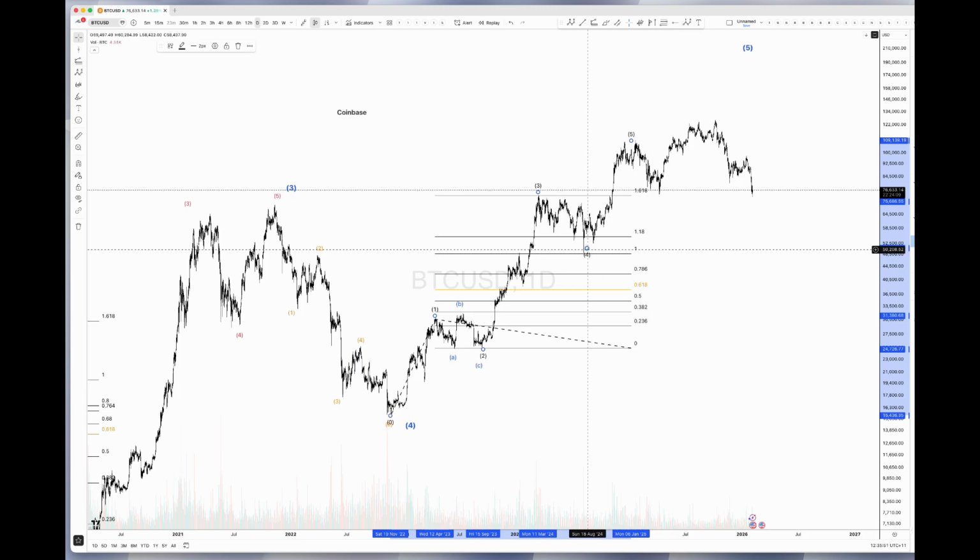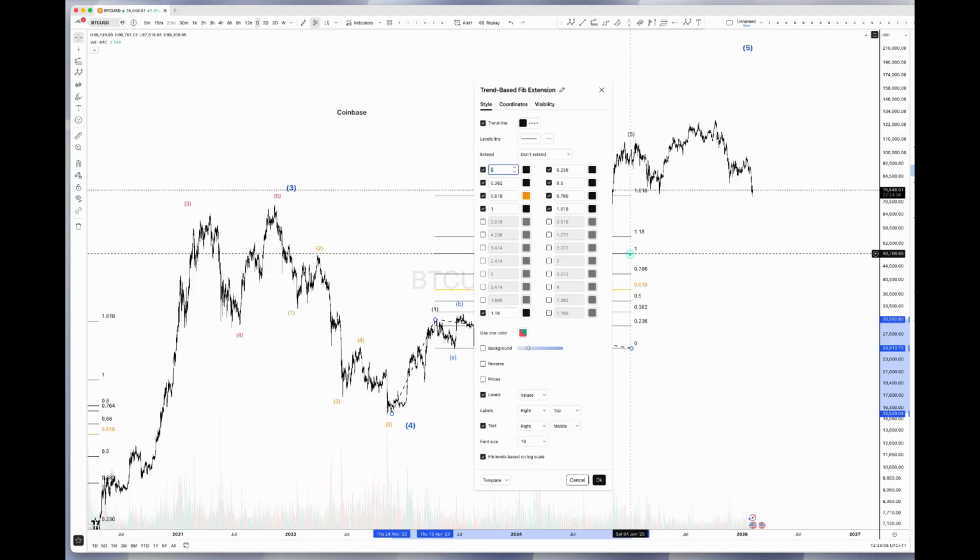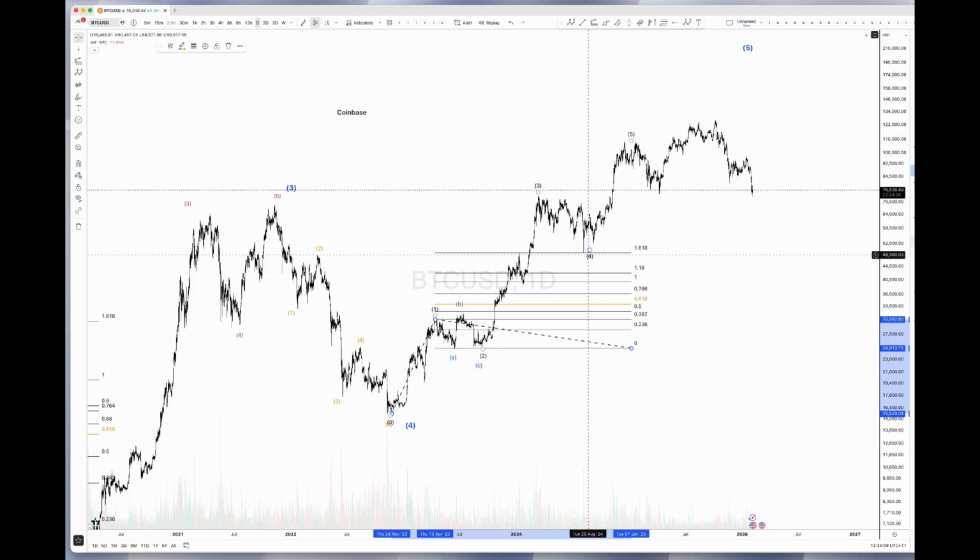Now you can see here, wave 4 is almost there. But if we were to change this, it's interesting enough to see that the 1.618 is perfectly as support. Now I'm giving you tips on how to look at this chart and why we're going to be applying it on the bigger time frame.